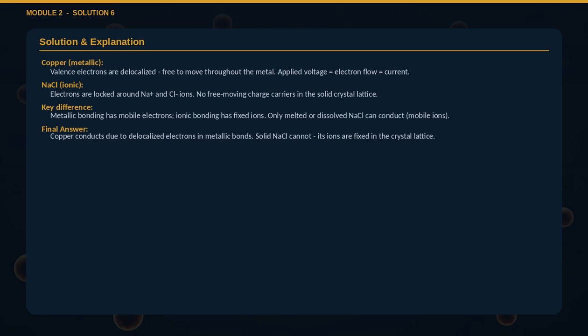In solid NaCl, ionic bonding locks the electrons around the sodium and chloride ions. There are no free-moving charge carriers, so it cannot conduct electricity. Only melted or dissolved NaCl can conduct, when the ions become mobile.